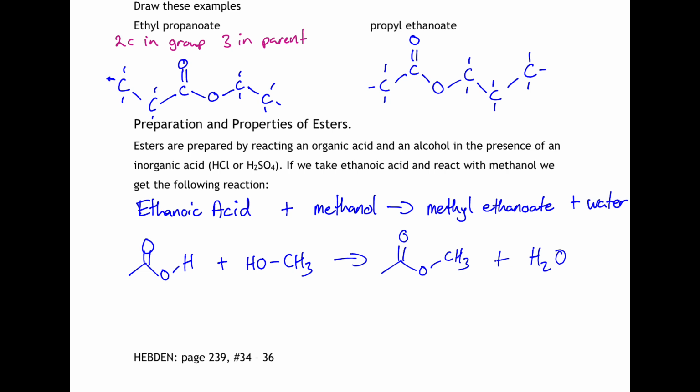One of the things we're noticing is the methyl comes from the alcohol, and the ethanoate comes from the acid, right? So the alcohol will add to the group. So whatever I put on my alcohol will go to the group of the ester, and whatever I put in the acid will go into the ester. So it'll go into the parent of the ester.